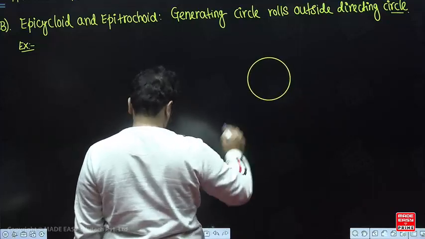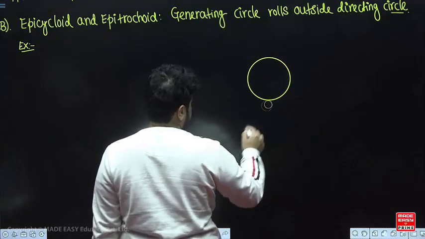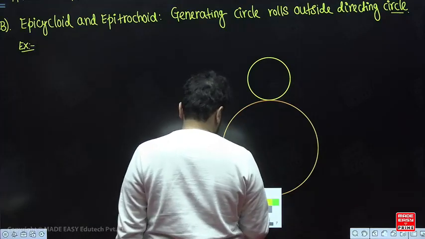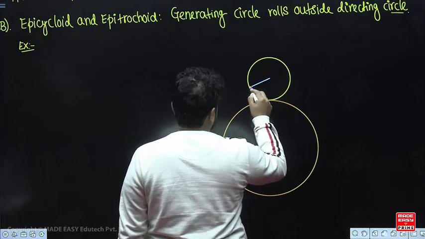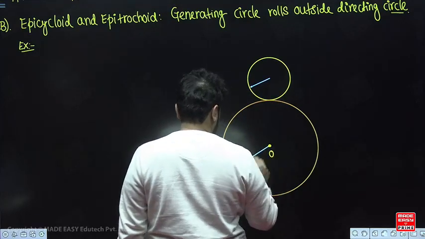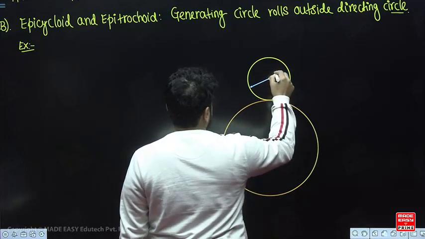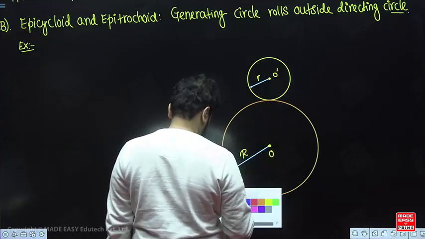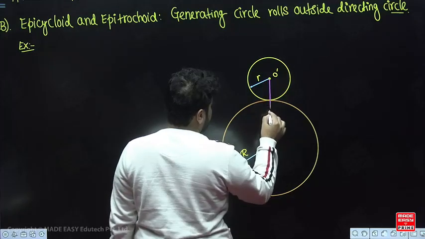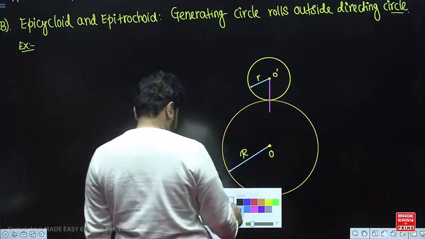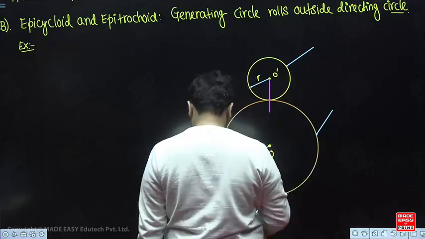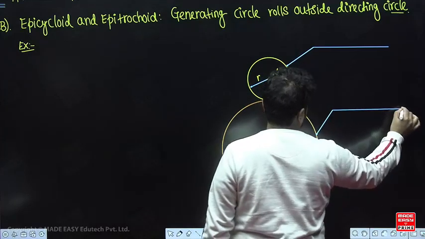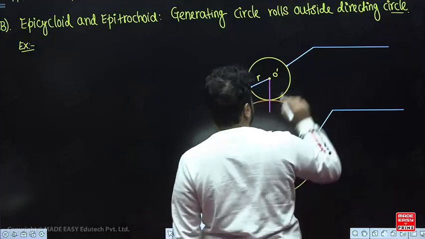Suppose this is the smaller circle, and let us consider we have a bigger circle as well. Let us consider this has some radius capital R, and this has small radius small r. This is center capital R, this is your O dash, and this is your small r. Again we have 3 points, the same situation will be here. This is called the generating circle.